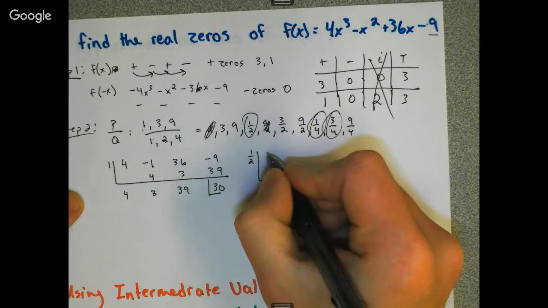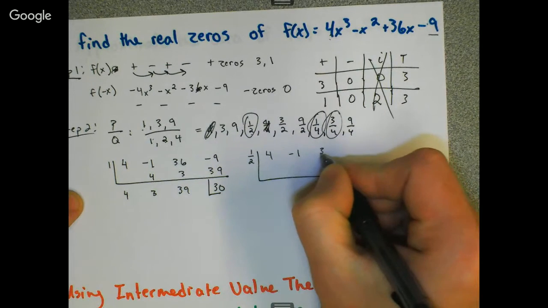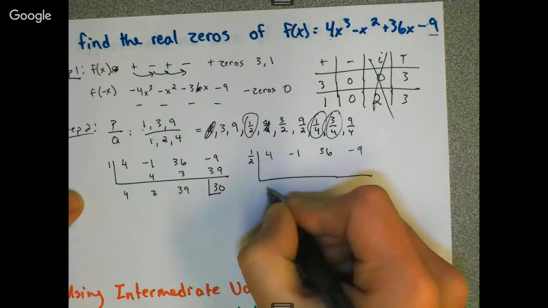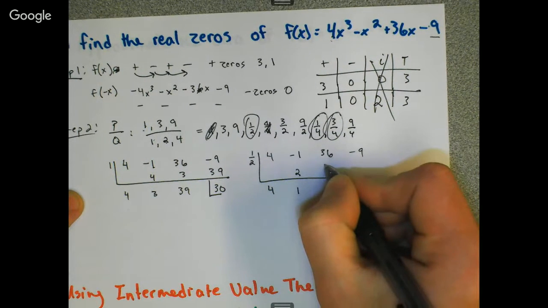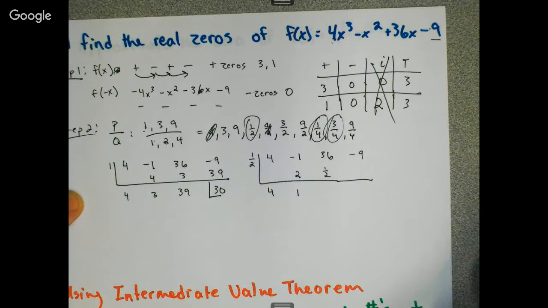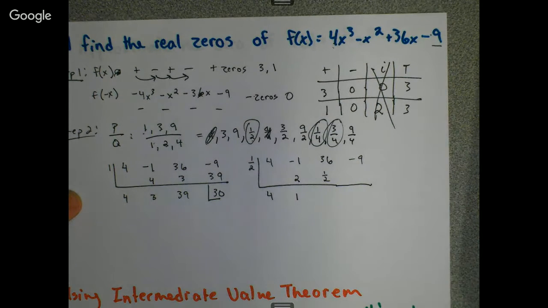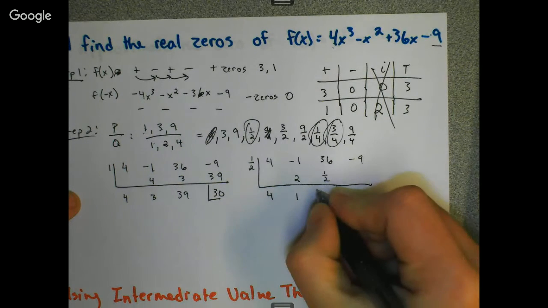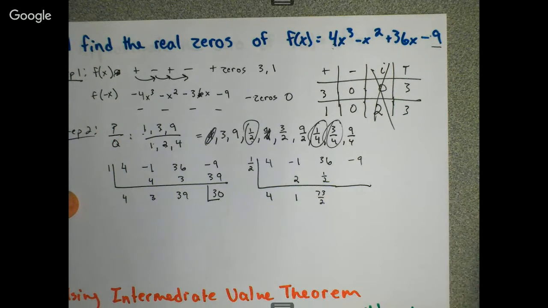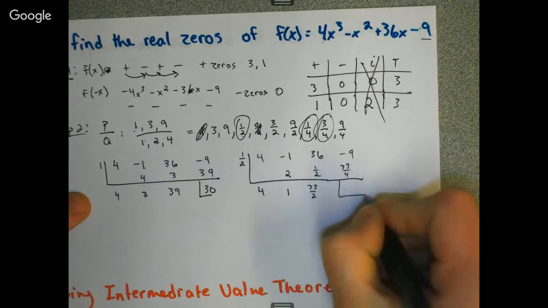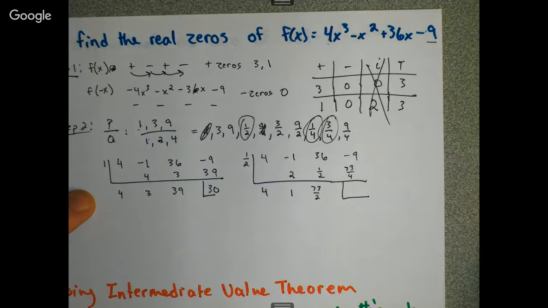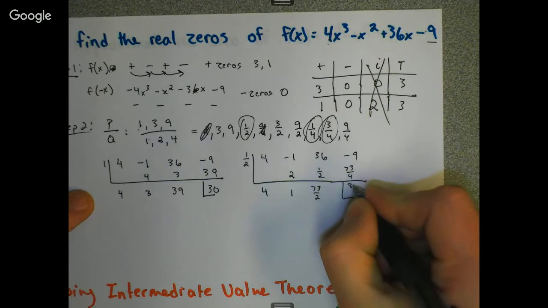So if I try a half, I get 4 minus 1, 36 minus 9. So I get 4, 2, 1, a half, 36 plus a half is 73 over 2, times a half is 73 over 4. If I add that, I get 37 over 4.